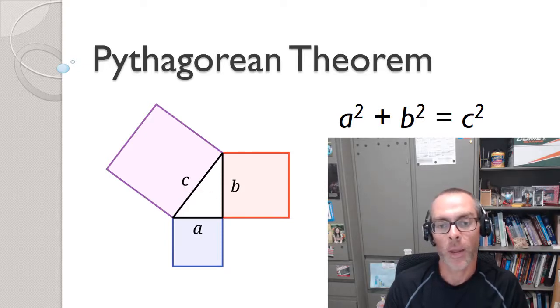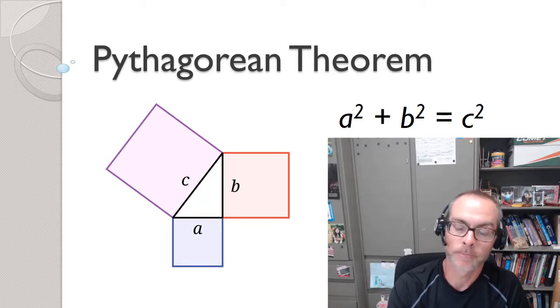So stated another way, that means that if we have the two sides, which we call A and B, and square them, that is to say, build squares off of their sides, then the areas of the red and blue squares that you see here have to add up to the area of that purple square. And that is the Pythagorean theorem.